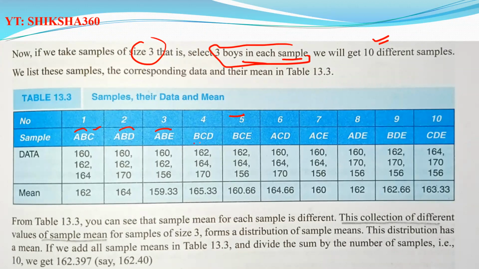Next one, we will fix B, C, D, E. B, C, A is already done here. Next, we will fix A, C: A, C, D and A, C, E. Next one is A, D, E. Then B, D, E and C, D, E.